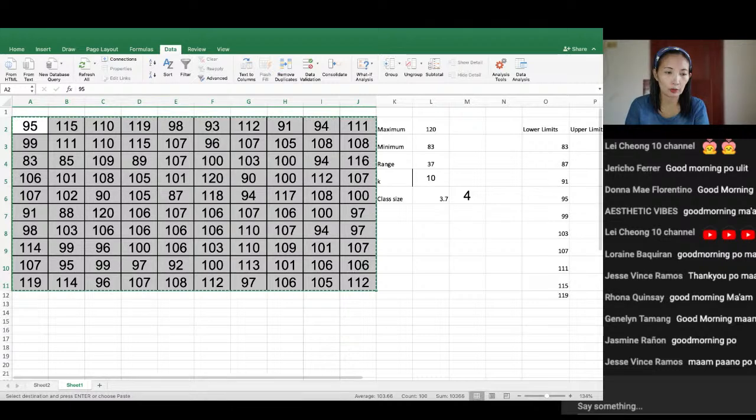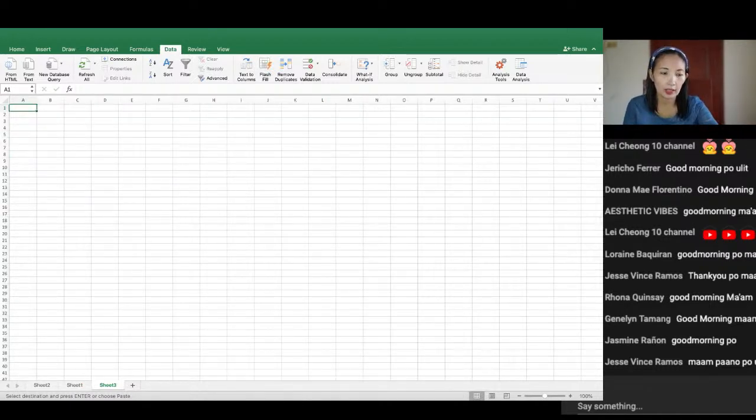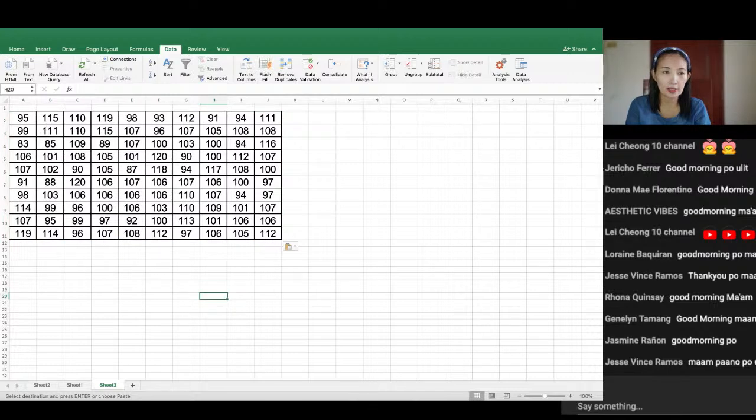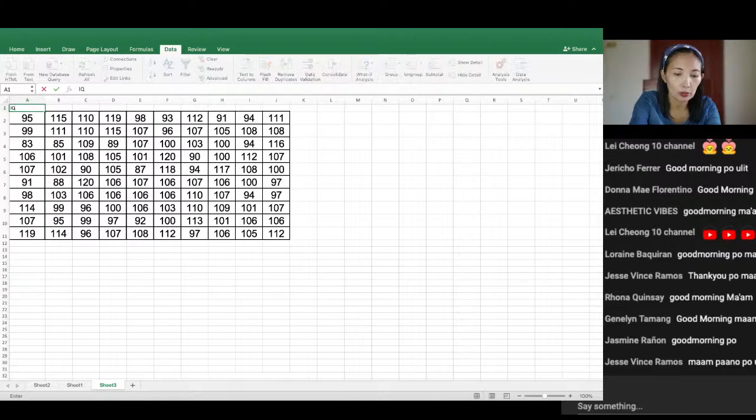Then add one more sheet. I'll put it in sheet 3. And let me paste the data here. Let me just label. These are IQ scores. Okay, IQ scores.